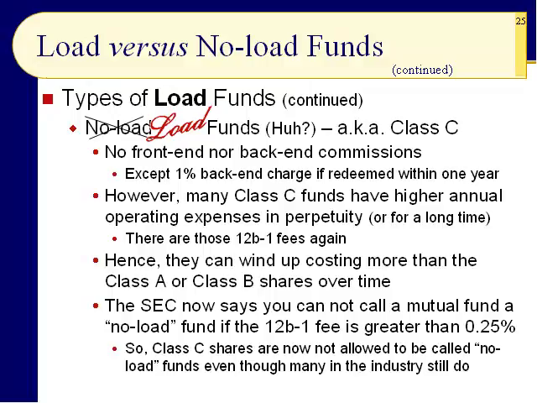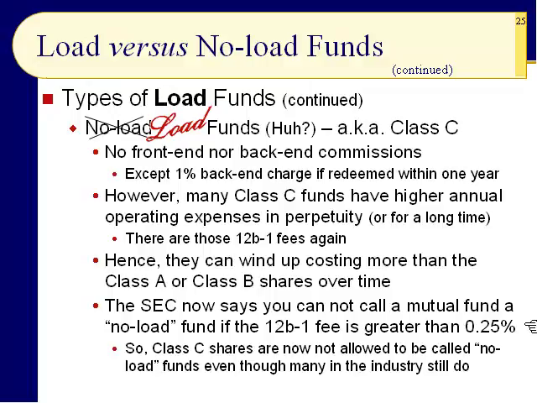There's those pesky 12b-1 fees again. Hence, the Class C shares with no front-end load, no back-end load can wind up costing you more than the Class A or Class B shares. And the SEC, the Securities and Exchange Commission, was not too happy about brokers calling these no-load funds. They said, look, even though you're not charging an upfront fee, even though you're not charging a back-end fee, if you're charging a 12b-1 fee that is greater than 0.25%, then you must call that a load fund.